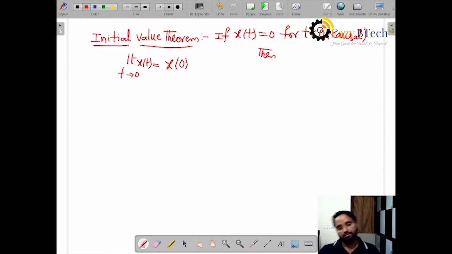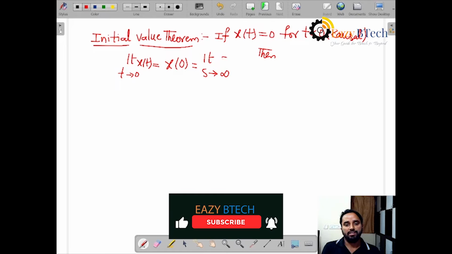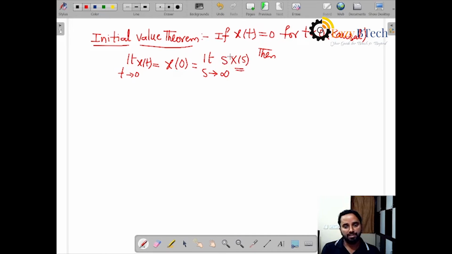The initial value of the signal, or the value of the signal at t equal to 0, is the starting value of the signal, that is x of 0. We can get this x of 0 value as the limit as s tends to infinity of s into X of s. So its Laplace transform is multiplied by s, then we take the limit s tends to infinity. Then we can get the initial value of the signal. That is the meaning here.